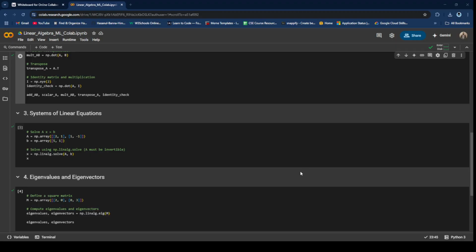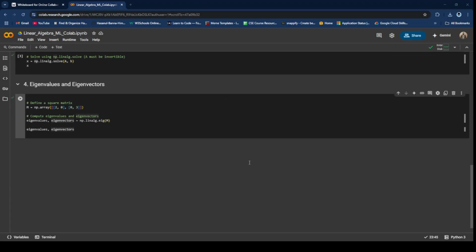Now for our systems of linear equations, here we have two equations, given by an array A and B. It represents our system of linear equations. Then we use NumPy to solve Ax equals B. It internally performs Gaussian elimination or LU decomposition. Now it returns x, in 2D form, with some values x and y.